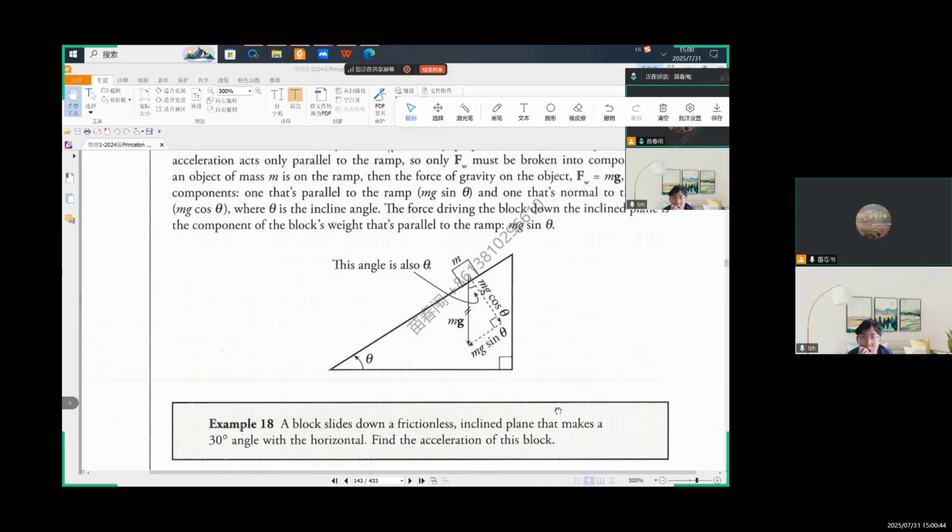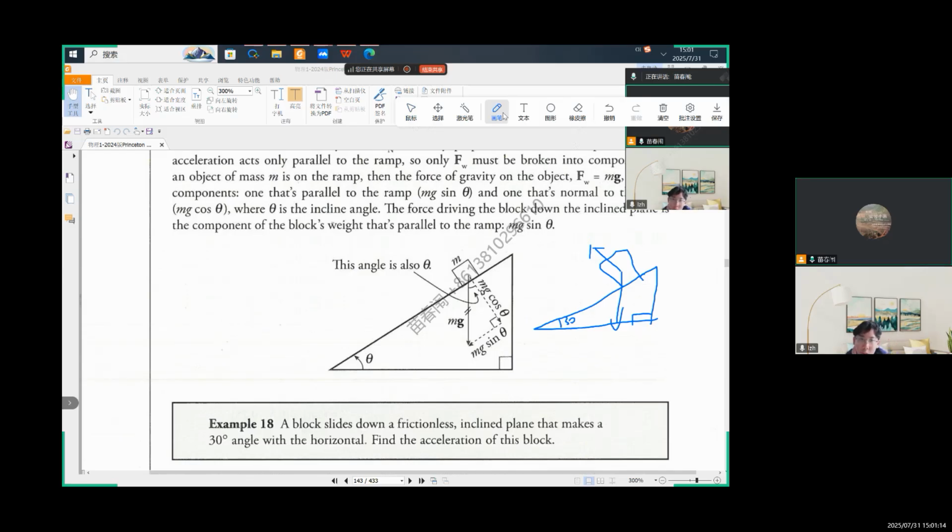A block slides down a frictionless inclined plane, which makes a 30-degree angle with the horizontal. Find the acceleration of this block, which is the free body diagram we just did, right? You just drew this a little while ago, right? So we got the force diagram. Draw that again, and I'm going to use some of that.